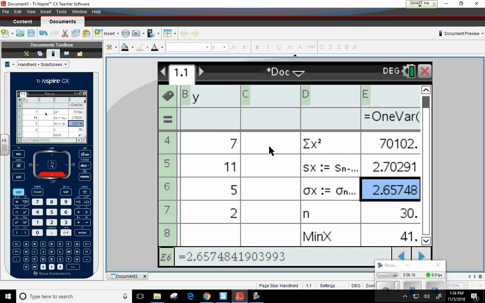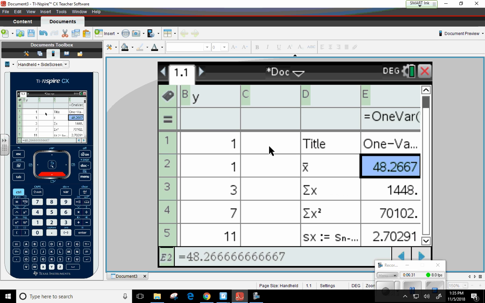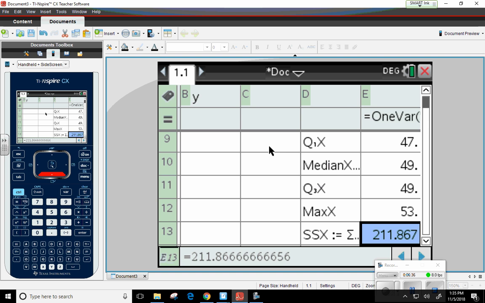All right. So what is my standard deviation for the data? 2.66, if we're going to round to 3 sig figs. What should the mean be? Okay, so 48.27. Okay, nice. And then you have all the other same information that we had here. Good.